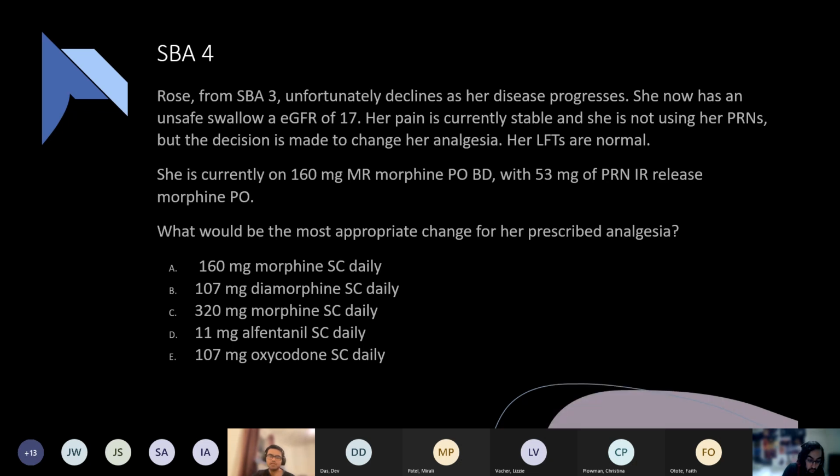So, fourth SBA, the last SBA from my end: the lady from the previous SBA is getting more and more unwell, so she's getting closer to dying. She's got a GFR of 17 now, and she can't swallow. Her pain was stable on the morphine that we prescribed earlier, but you need to change her analgesia. LFTs are fine. She's not using her PRNs, so she's on the 160 milligrams BD that we prescribed last time. What should we change her medication to?